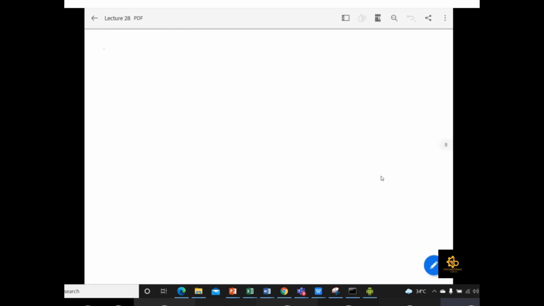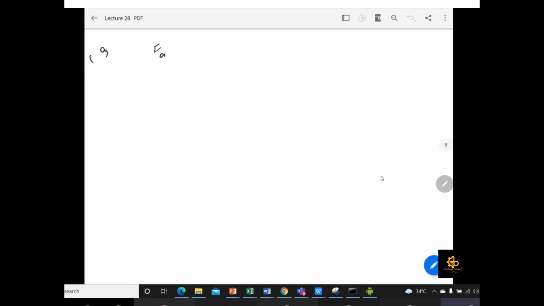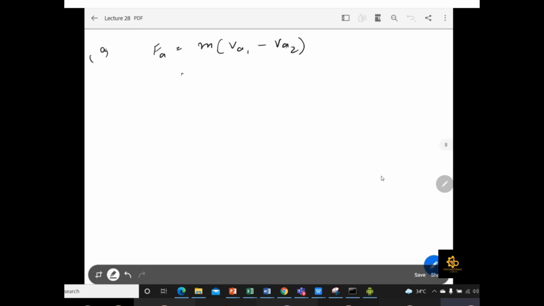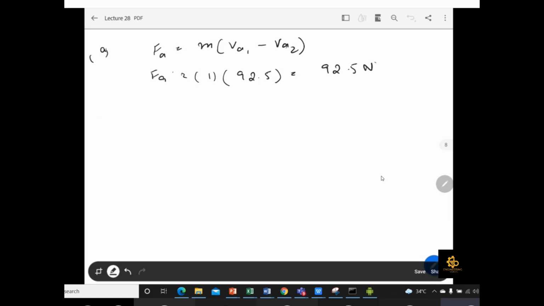Okay, so coming towards part A. In part A, we already saw how to find axial thrust. For axial thrust, you need the axial velocity component. So mass flow rate into VA1 minus VA2. If you put the value 1 over there, and VA1 minus VA2, which is mentioned in the question, 92.5, it is equal to 92.5 Newton. Okay, so this is the part A solution.